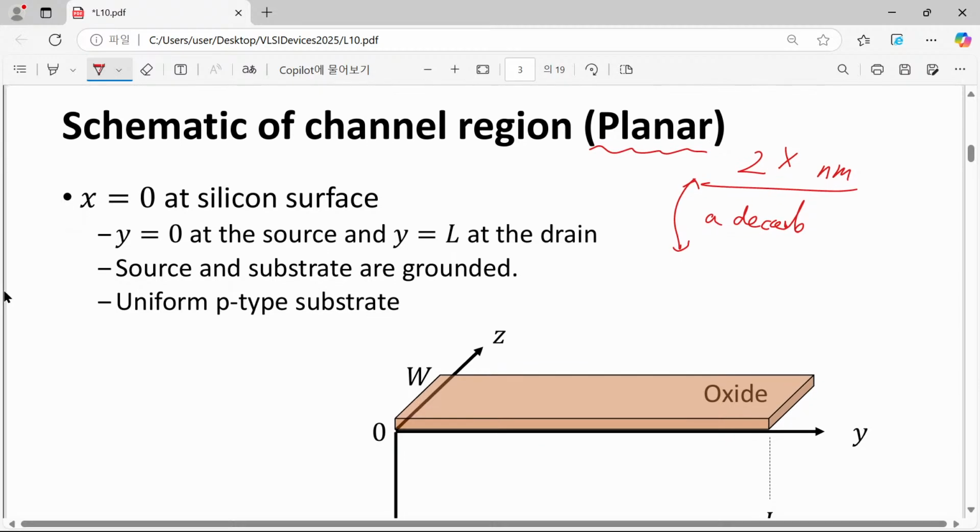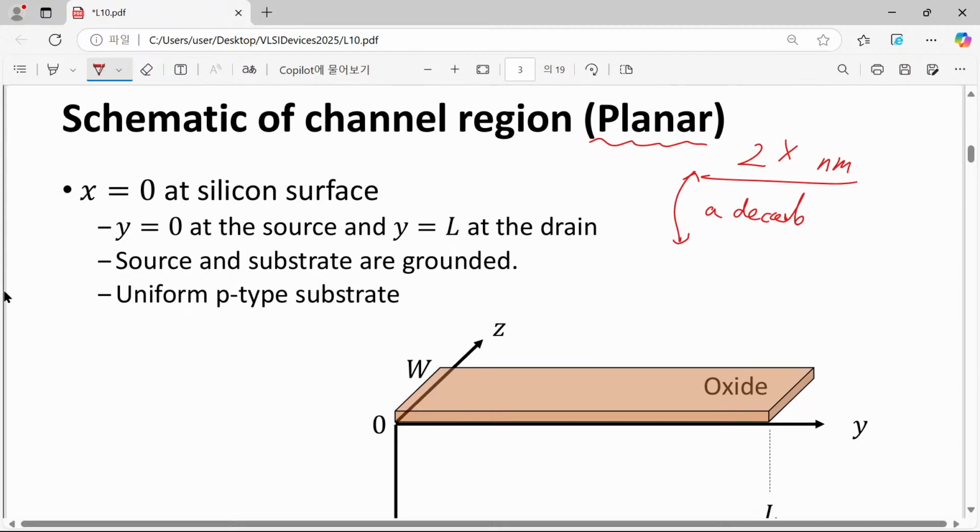However, we still have to start from this planar one because that is the basis of our modeling, theory and understanding. After that, we can move to more advanced modeling techniques. Okay, so we will start from this planar one.